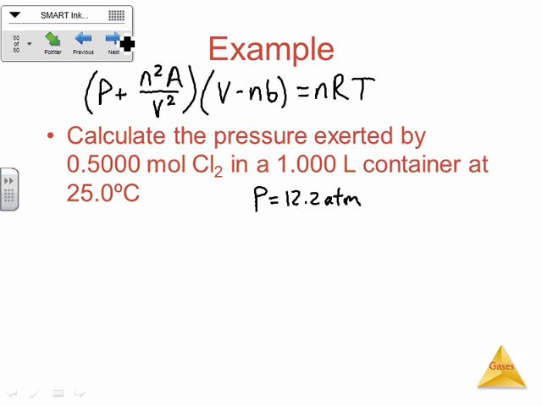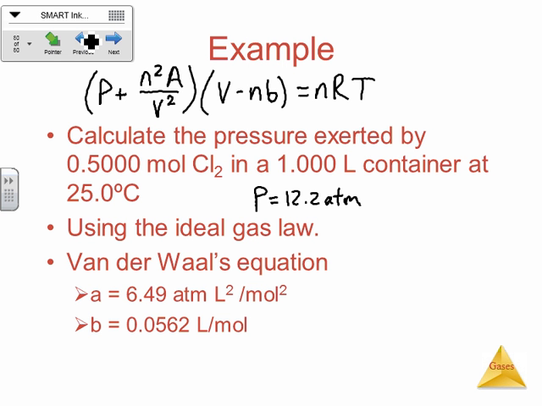Alright, so there's our equation. I need the a and the b. Okay, so we've got to just plug all this in. The pressure is the thing we're trying to find here, so just leave that as P for now. I'll have to do some rearranging here. n squared, so that's 0.5 squared times our a. Capital A there, it's supposed to be lowercase.